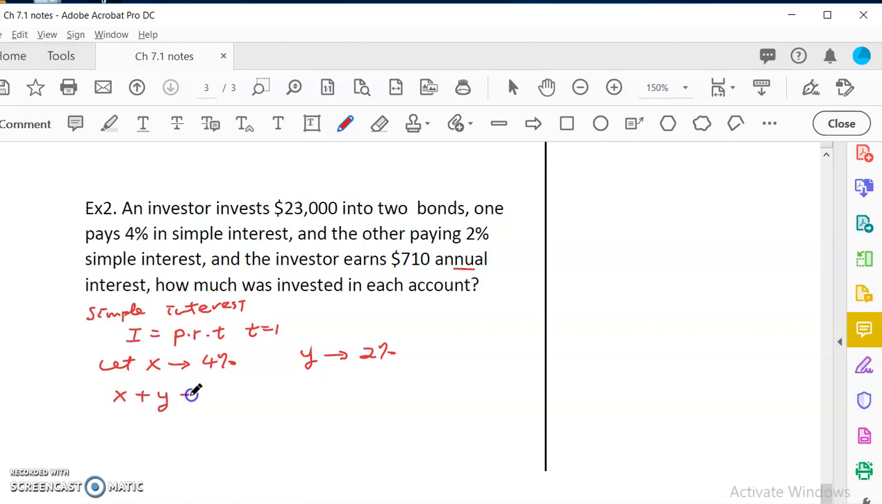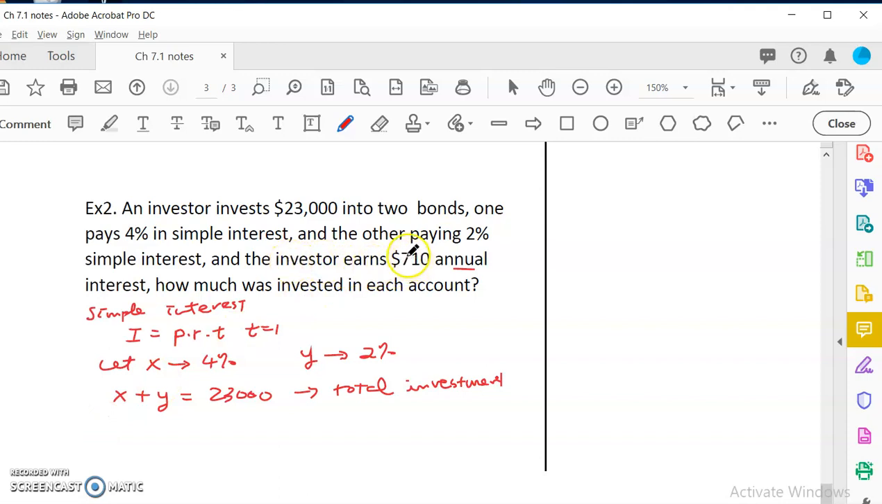X plus Y is 23,000, because this is the amount that you invest in this, and this is the amount you invest in this. So this is the total investment equation. We don't know how to split them, but we know when we add them, they are equal to the total investment. And then you have a total interest.